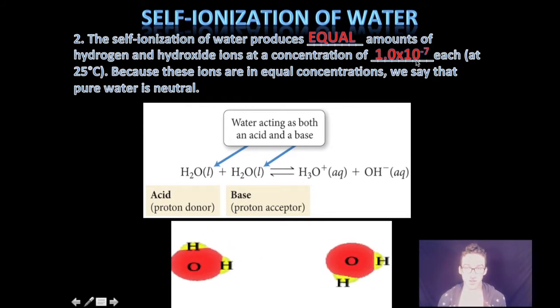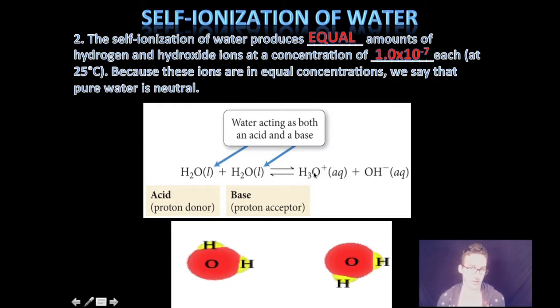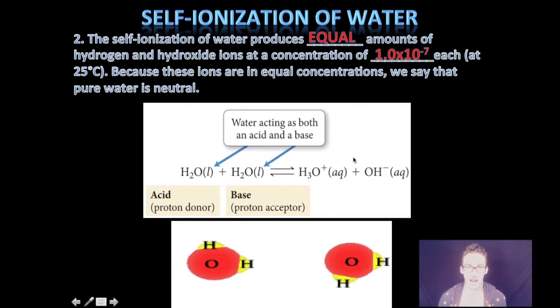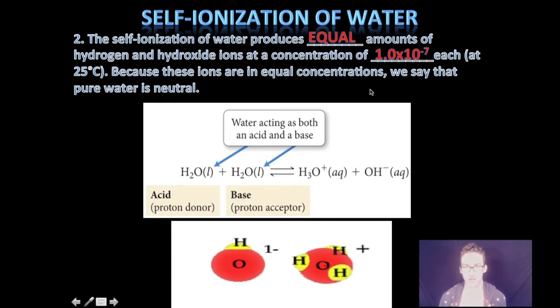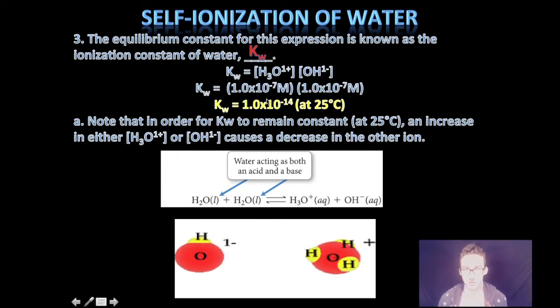So we're talking extremely small concentrations of these things at equilibrium, which means that not a whole lot of water molecules will do this. Only 1 in every few billion water molecules will actually undergo self-ionization. But because these ions are in equal concentrations, we say that pure water is neutral. The equilibrium constant for this expression is known as the ionization constant of water, Kw.